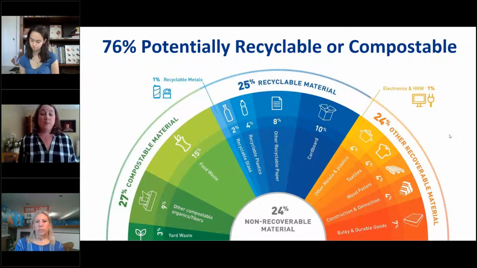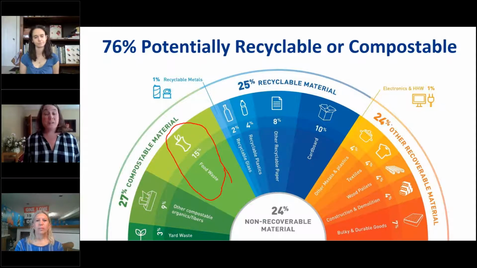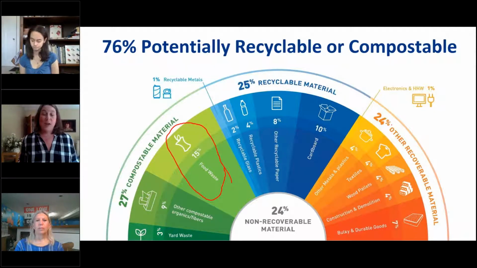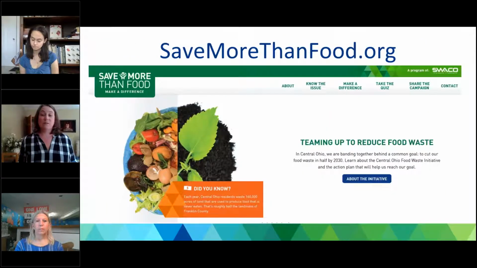You may even be surprised to see that food waste is the number one contributor by weight in the Franklin County Sanitary Landfill. So it makes up about 15% of the total waste stream. We have an amazing opportunity to increase recovery of these materials through increased access and education.